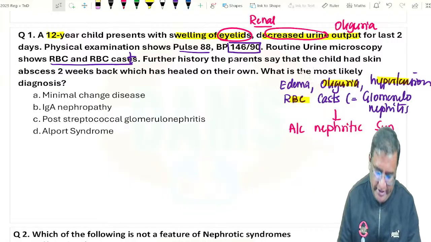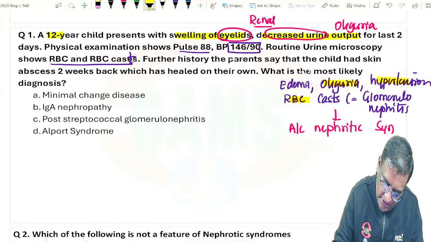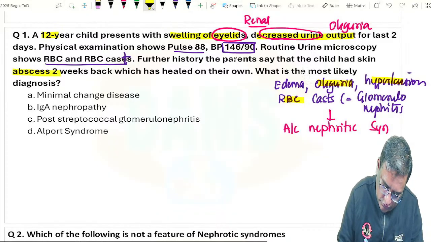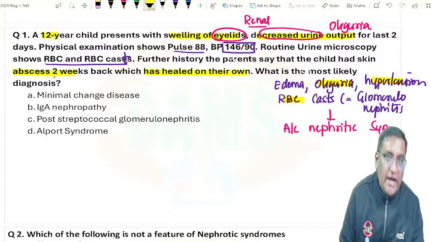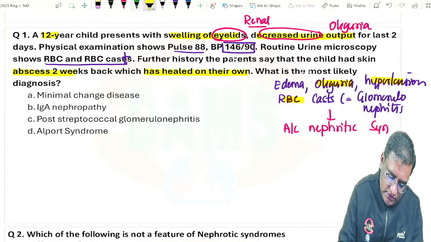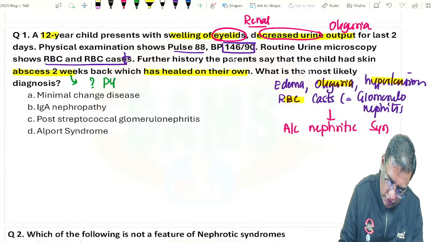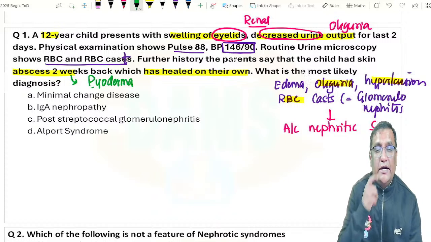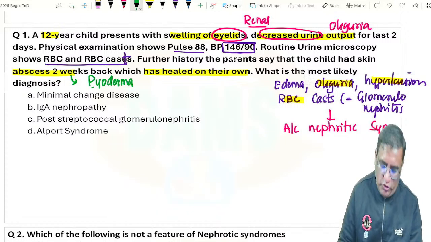Yes. So next, further history. The parents say that the child had a skin abscess 2 weeks back, which healed on its own. So this could be a skin abscess, pyoderma. If there is a skin abscess, it is a pyoderma. Pyo means pus and derma is skin, right? Pyoderma. So now what is your diagnosis?